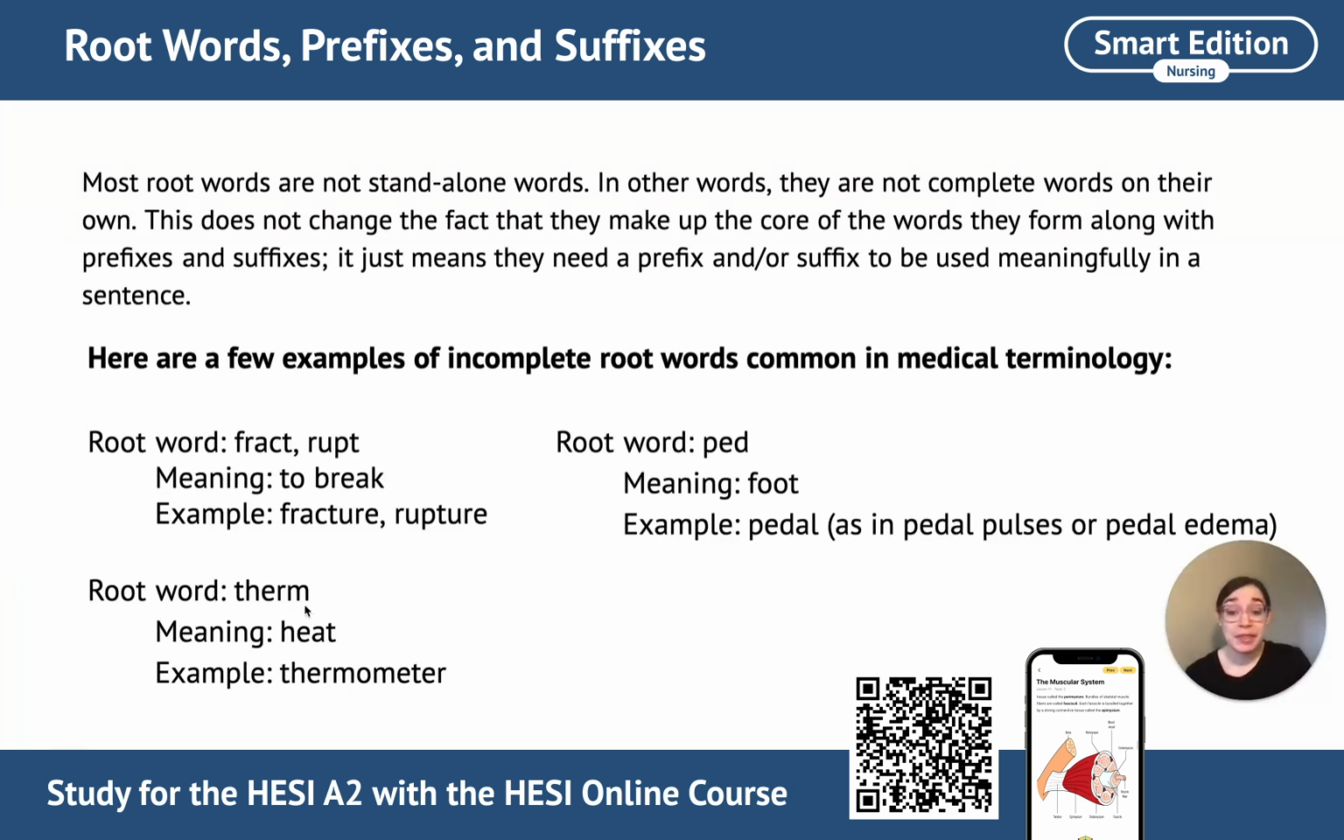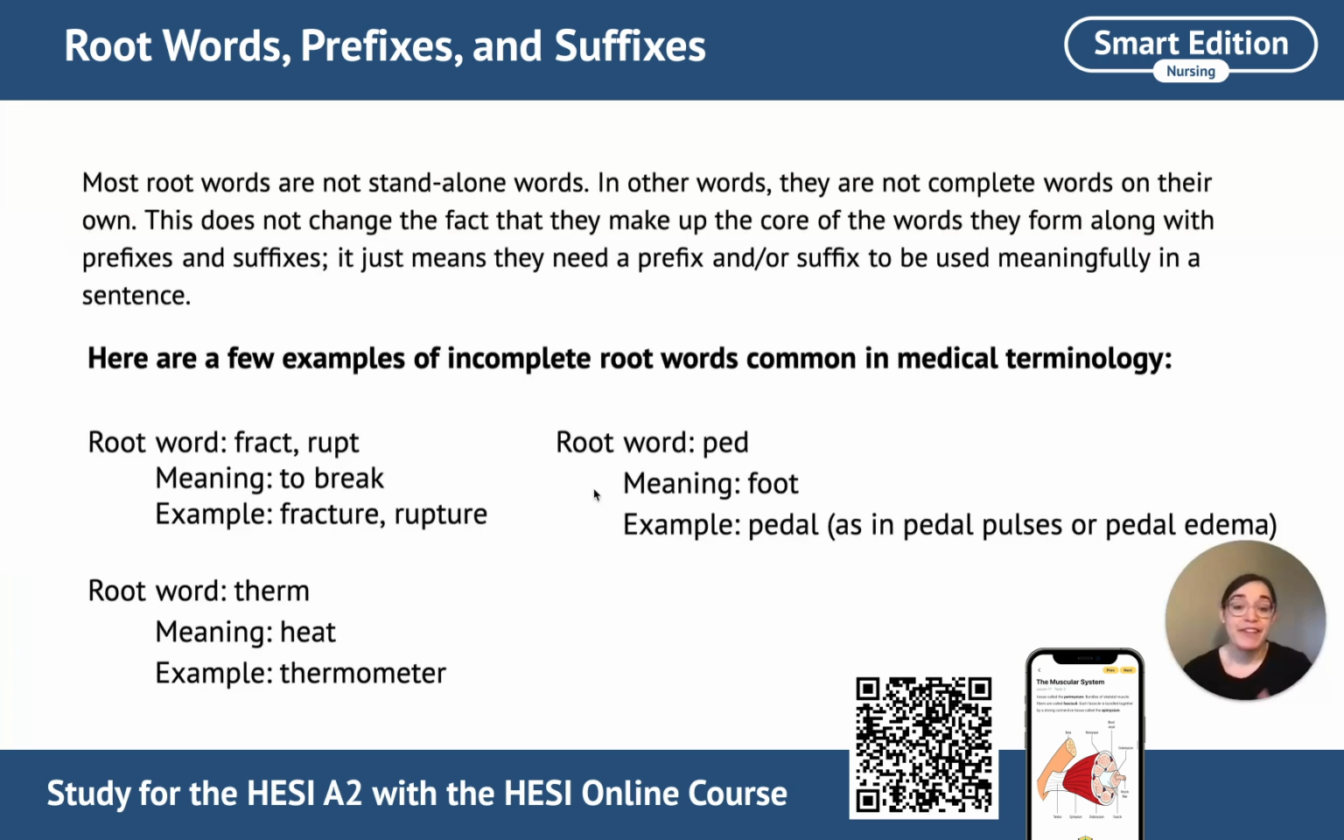Root word therm, the meaning means heat. And an example of a meaningful word that is obtained by combining a suffix with that root word is thermometer, something that we use to measure temperature, right?